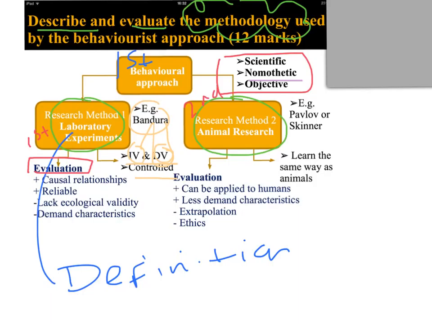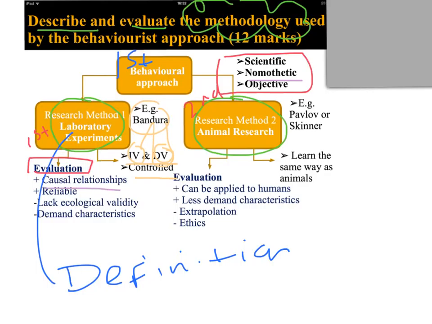As you can see, there are just two strengths and two weaknesses that you could use. You may, if you want to look at the could, add additional points. If you are on the must, you must have at least one strength and one limitation of the laboratory experiments. So our first strength is this idea of causal relationships.